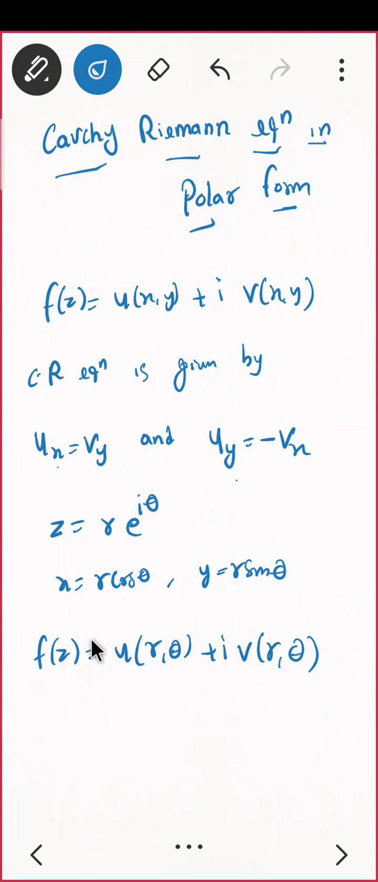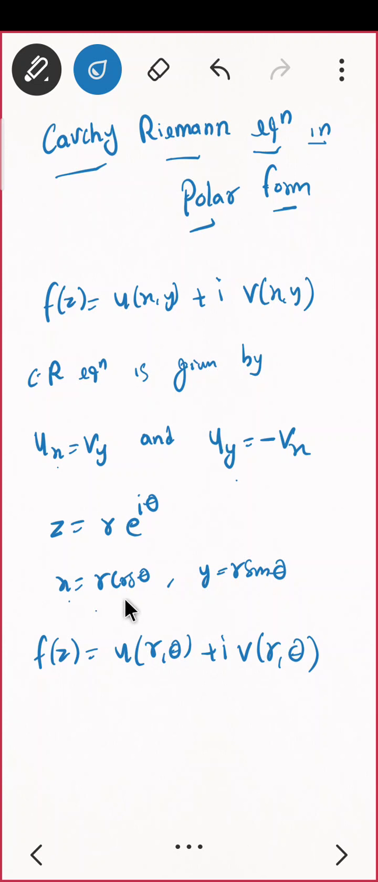So how will you differentiate that? Observe that your x is r cos theta, y is r sin theta. So let us see what is ur, vr, u theta, v theta. Either you can see ur, vr, u theta, v theta, or you can do one more thing. You can just find ux in terms of r and theta. That is also acceptable. Do you remember chain rule? Basically we are going to use the chain rule. Let me just tell you.